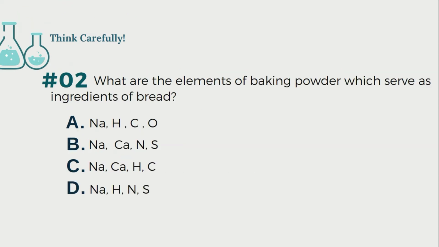Question number 2. What are the elements of baking powder which serve as ingredients of bread? A. Sodium, hydrogen, carbon, oxygen. B. Sodium, calcium, nitrogen, sulfur. C. Sodium, calcium, hydrogen, carbon. D. Sodium, hydrogen, nitrogen, sulfur.